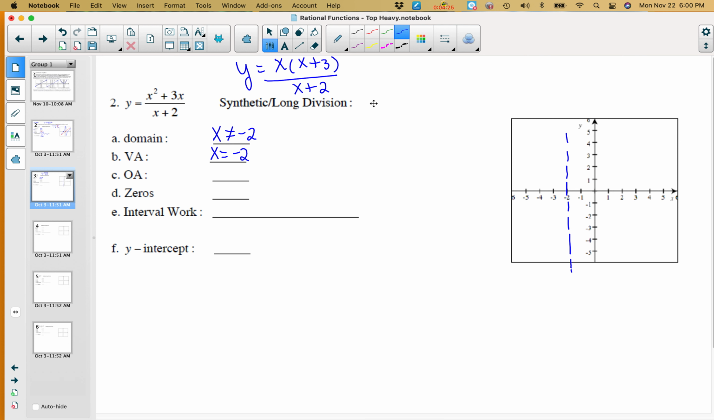Oblique asymptote, we're going to do synthetic division. So I have 1x squared, 3x, and then my constant is 0, and it really wouldn't matter because we don't care about a remainder. So we end up with, cross that out, 1, this is 1x plus 1, so we get y equals x plus 1. So I'm going to draw that. So my y-intercept is 1, and I have a slope of 1, so I can go up 1, over 1, or down 1 to the left 1, and then draw that in.